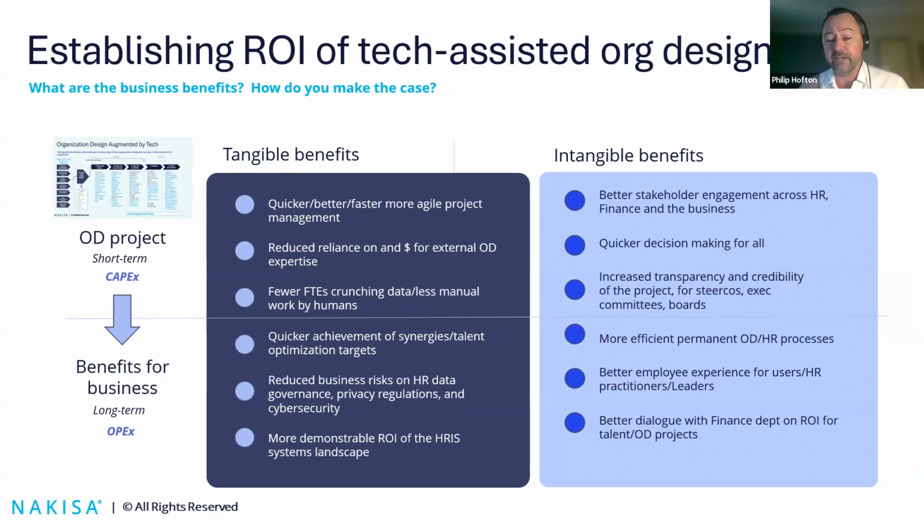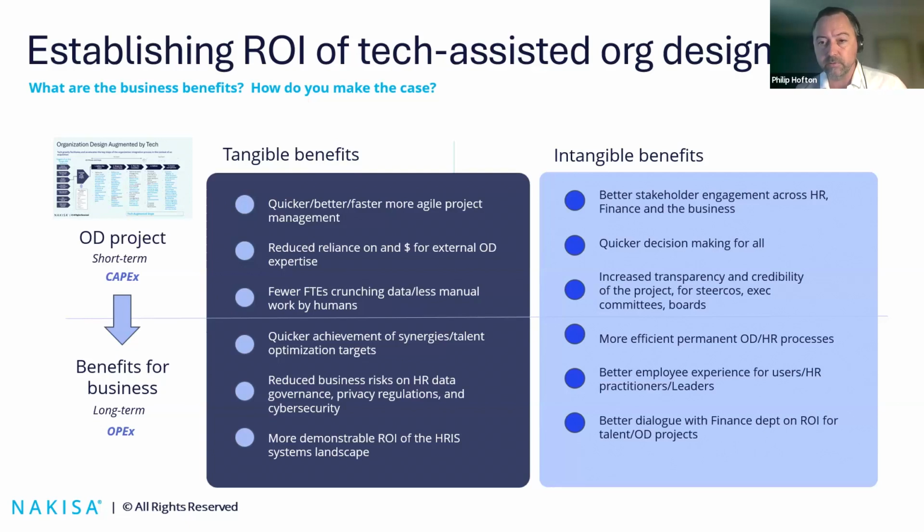Reduce business risks on HR data governance. We have quite a few of the organizations that we work with that are finding out that their HR data was erroneous in a lot of cases and not reliable, and therefore that creates all kinds of issues in terms of the collaboration that Seb was talking about for org design.